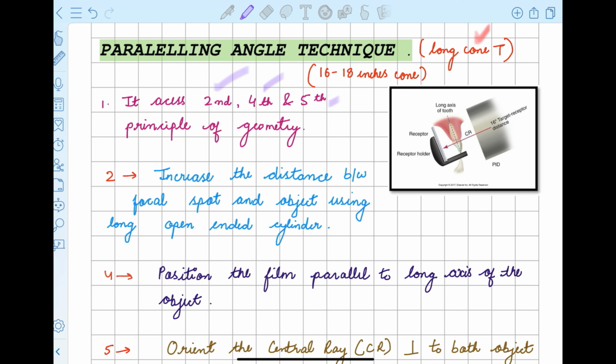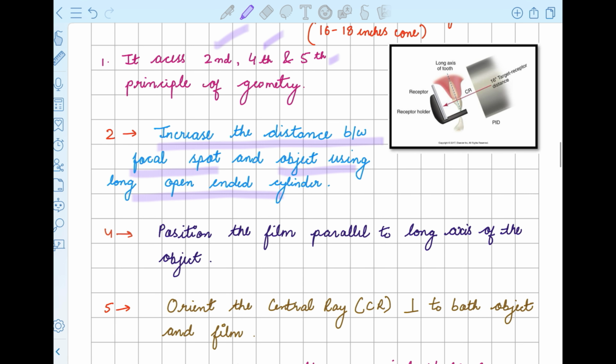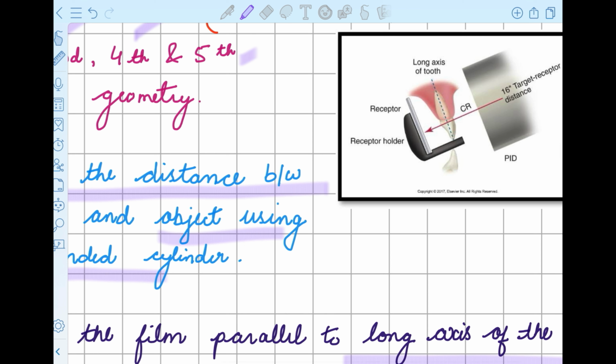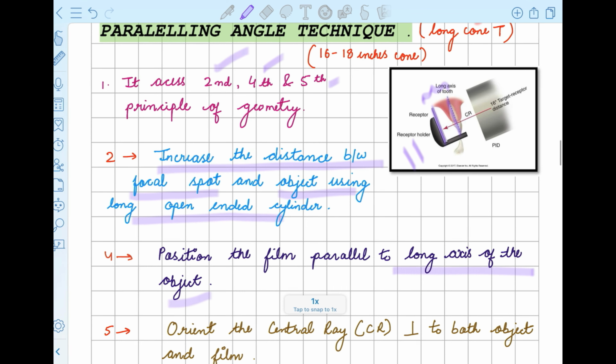Now let's see one by one what the principles are. First is to increase the distance between the focal spot and the object, which we do by using an open cylinder. Now position the film parallel to the long axis of the tooth. See, this is the long axis of the tooth and this is the film, so these two are parallel to each other. This is what the fourth principle says.